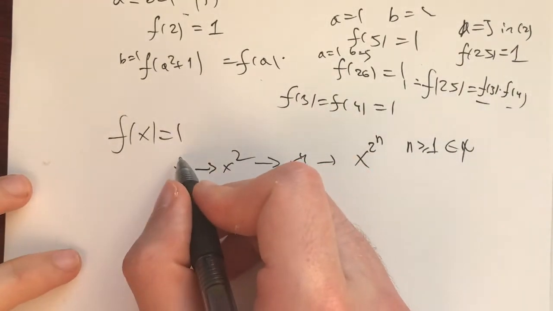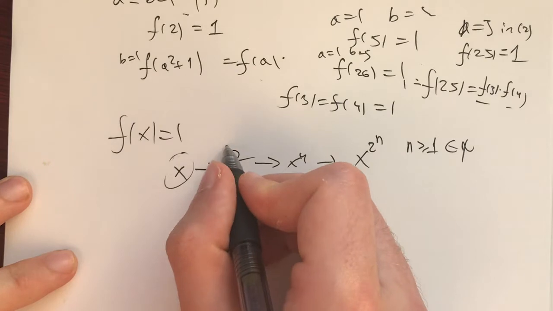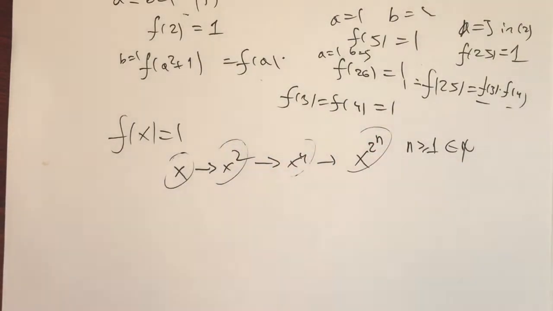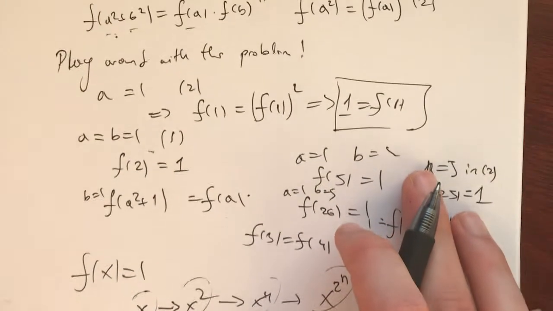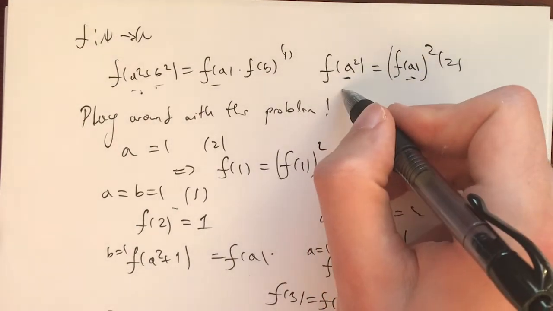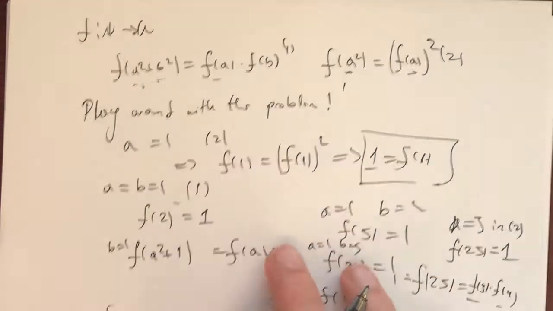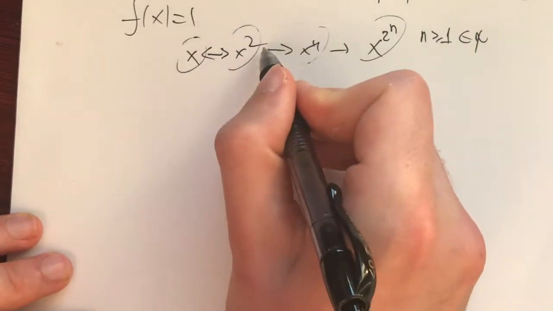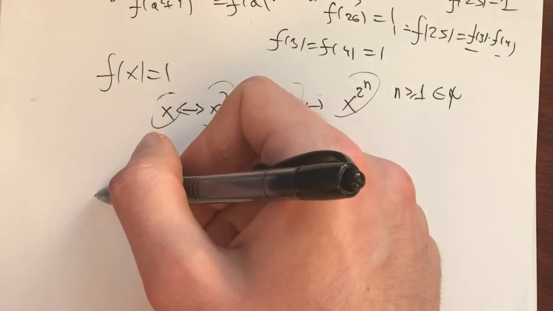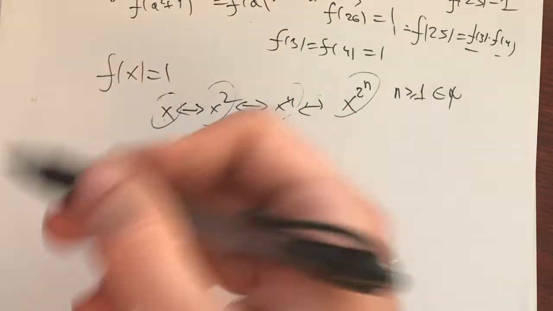What I mean by this arrow is that if f of x is 1, then f of x squared, x to the 4th, x to the 2n, are all equal to 1. But it also goes the other way. If f of x squared is 1, say for some square, then the opposite is also true: we'll get that 1 is equal to f of x. So both cases are true. You can go from squares to their square roots and from x's to their squares.